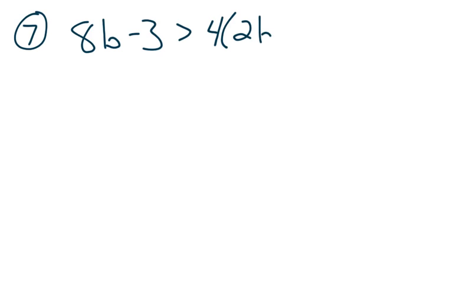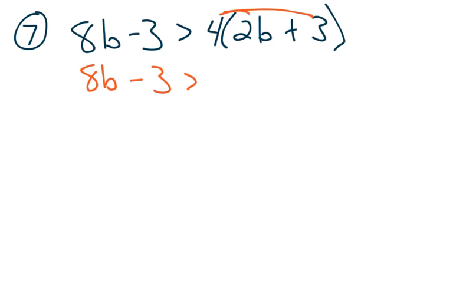Number 7, we've got 8b minus 3 is greater than 4 times the quantity 2b plus 3. All right, the first thing we need to do is distribute on the right-hand side. The left-hand side is not going to change: 8b minus 3 is greater than 4 times 2b, which is 8b, and 4 times 3 is 12.